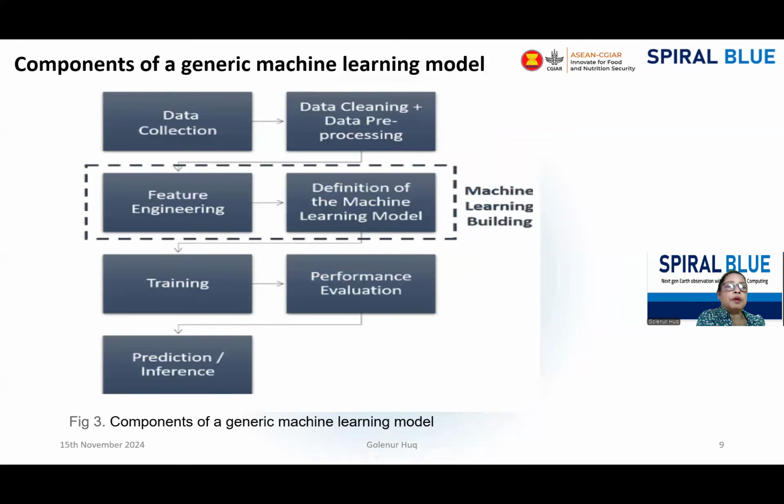Let's check out the components of a generic machine learning model. The first step is to collect data. It is a very important task because it will determine how good the predictive model can be.